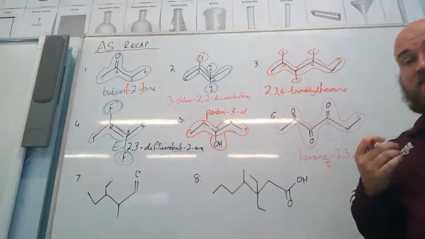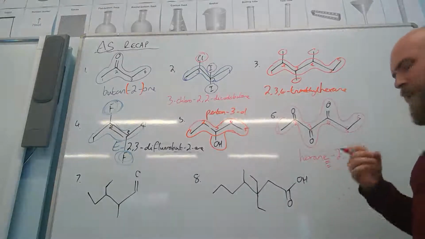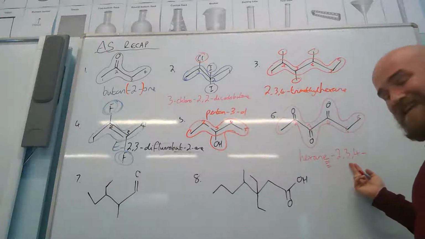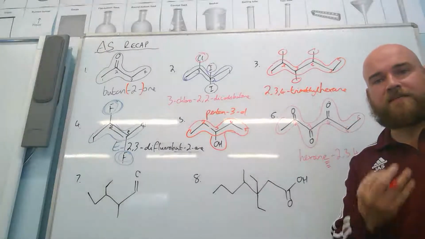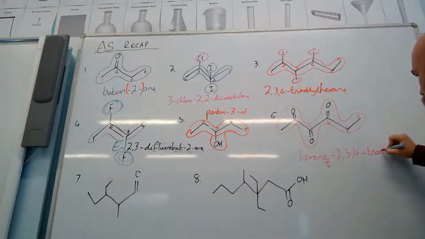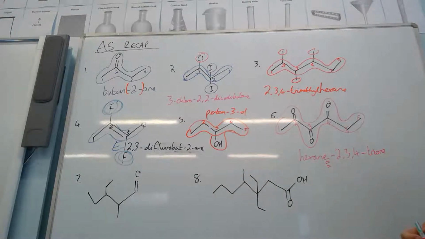And here's where students get so cocky. They go, yes, I've got it. I know it's a ketone, hexane 2, 3, 4, -one. No, just like before, there are 3 ketone groups, so you need a prefix to denote what 3 actually is. So it is trione, hexane-2,3,4-trione.